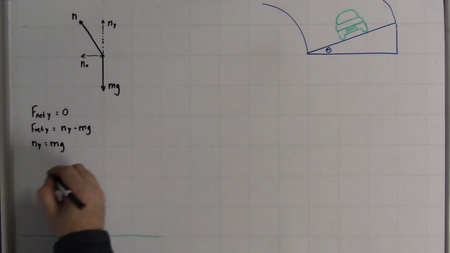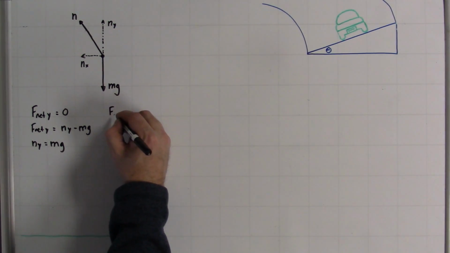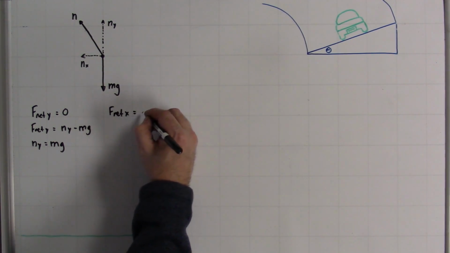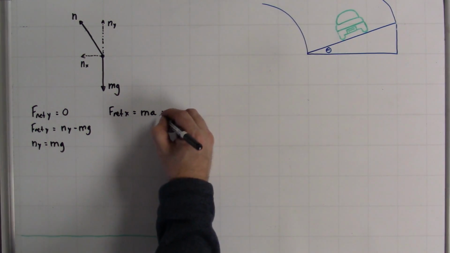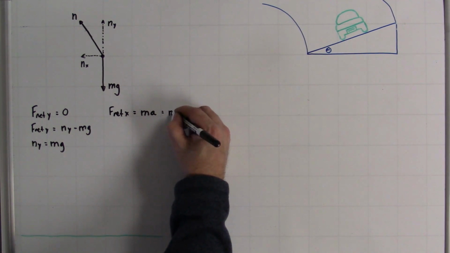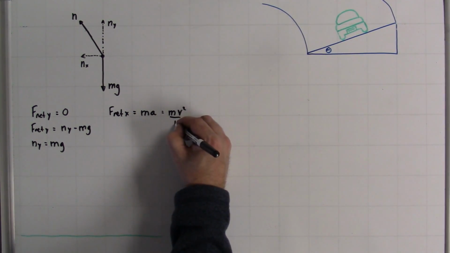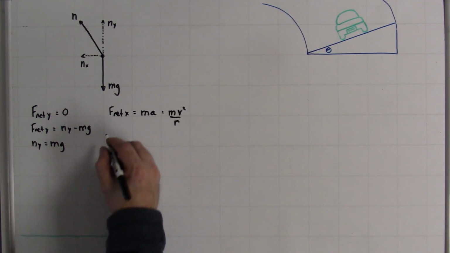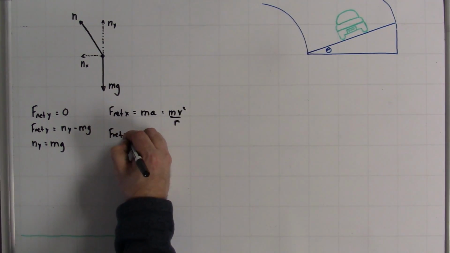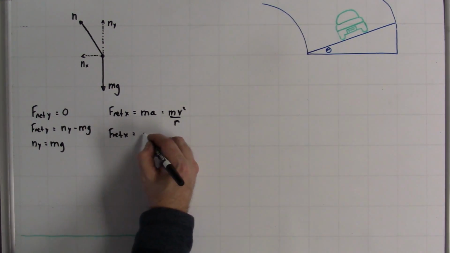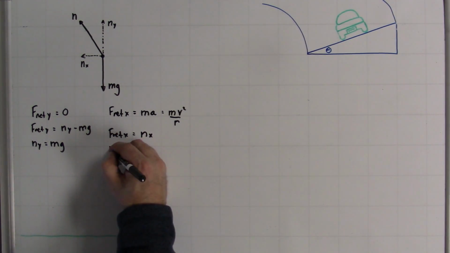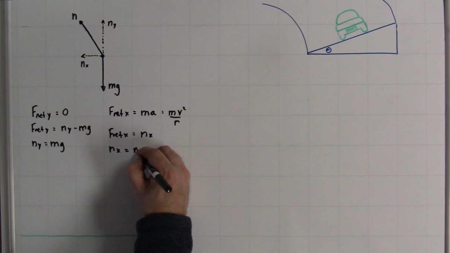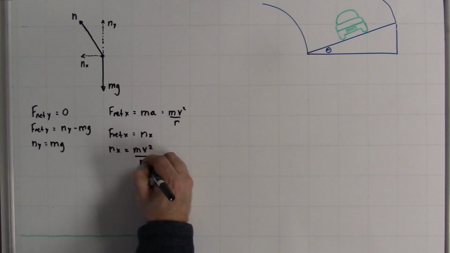What about the x direction? Well, let's think about the net force in the x direction. Well, it's equal to ma, where a is the acceleration, m is the mass. But because we're going around a circle, we know that it's centripetal acceleration, so this is actually equal to mv squared over r. What I'll also notice is that there's only one force in the x direction, and that is the normal force in the x direction. Therefore, the normal force in the x direction is equal to mv squared all over r.